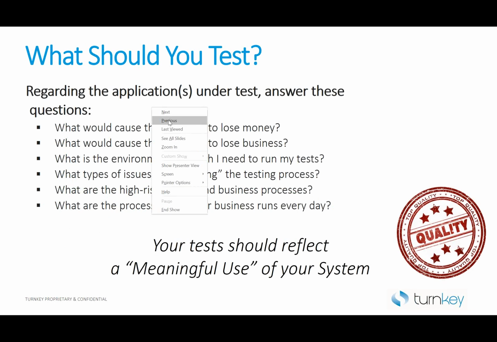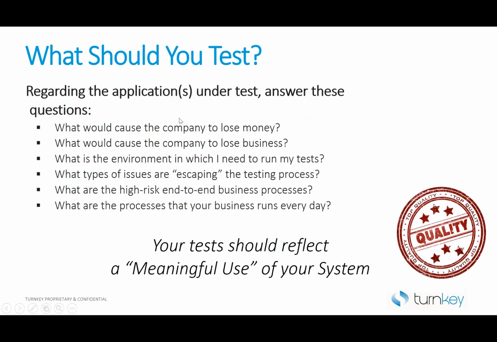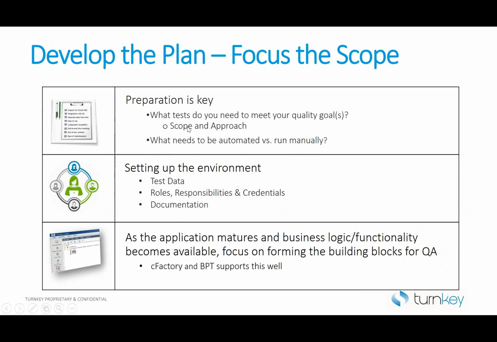So shift left is the process of designing, planning, and implementing tests very early within a sprint, and keeping QA activity moving along parallel with the development process. We want to develop the plan and focus the scope. Preparation is key. If you take the time during your planning and design phases to answer these questions, what tests do you need to meet your quality goals, and what needs to be automated versus run manually, you can ensure your requirements are testable and that testing is top of mind during the planning and design phases.